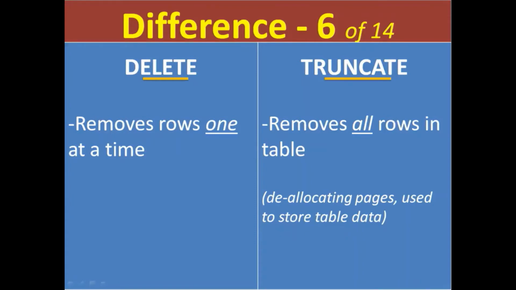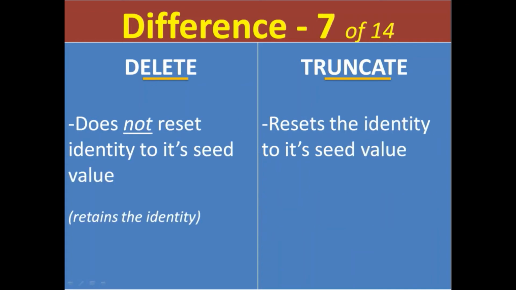Let's consider the point 6 of 14. In case of delete, it removes rows one at a time. In case of truncate, it removes all rows in the table. And the deallocation which happens is at page level, which are used to store table data. Let's move to the next point.